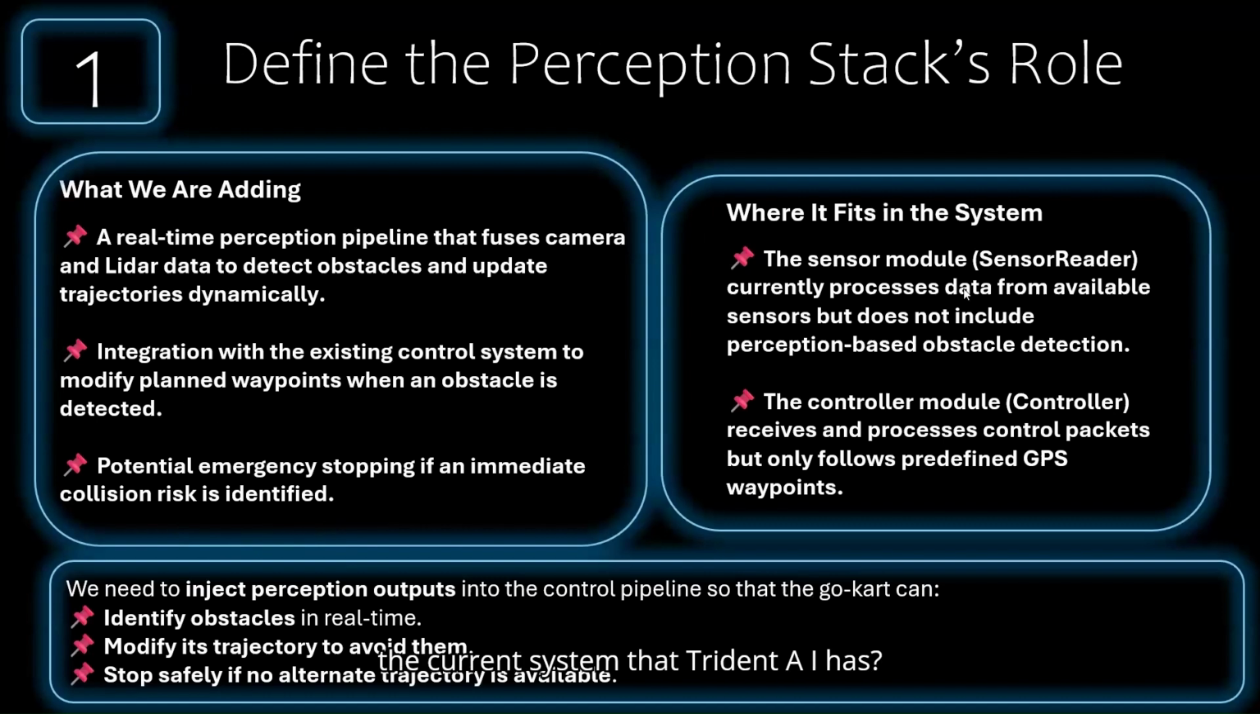So where does this fit in the current system that Triton AI has? The sensor module, sensor reader, currently processes data from available sensors, but it doesn't include perception-based obstacle detection. The controller module, controller, receives and processes control packets, and only follows predefined GPS waypoints. I believe they call it a pure pursuit controller, but I'm still learning what they currently have. My goal is that we need to inject perception outputs into the control pipeline so the go-kart can identify obstacles in real time, modify its trajectory to avoid them, and then stop safely if no alternate trajectory is available.